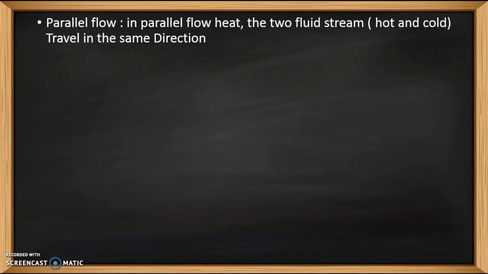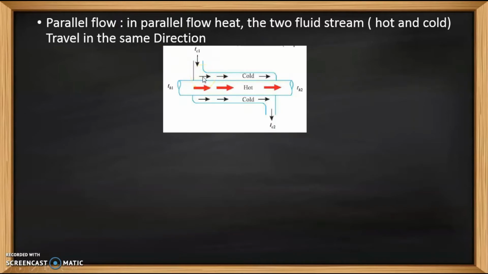In parallel flow, as the name itself suggests, both the fluids, hot and cold, move or travel in the same direction. The direction of motion for hot fluid and cold fluid is the same, as we can see in this diagram. The hot fluid is indicated by the red arrow, and the cold fluid moves in the same direction, indicated by the black arrow. So the direction of motion of both fluids is the same. This kind of arrangement is called a parallel flow heat exchanger.